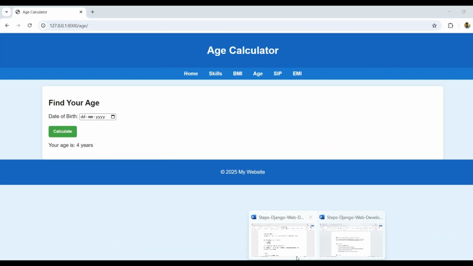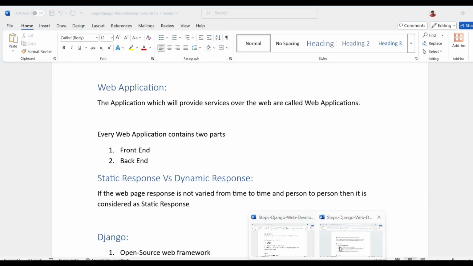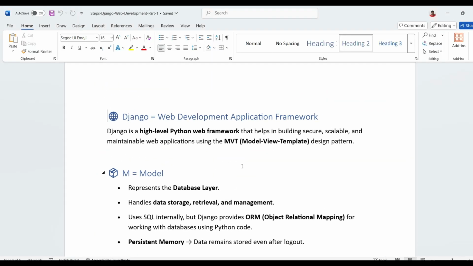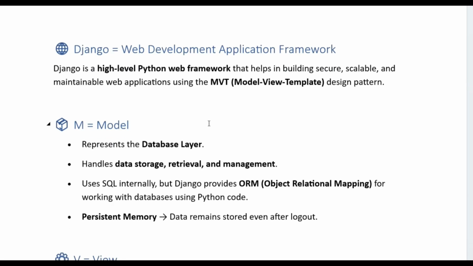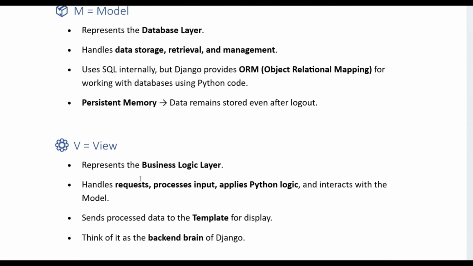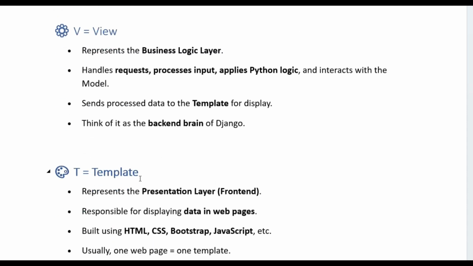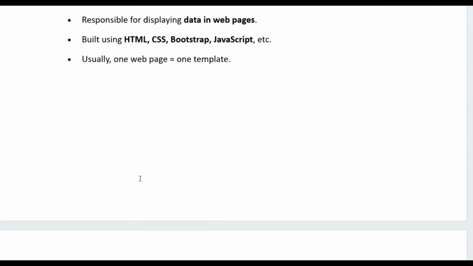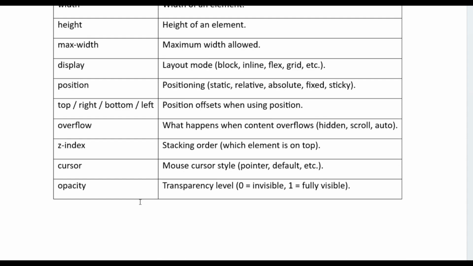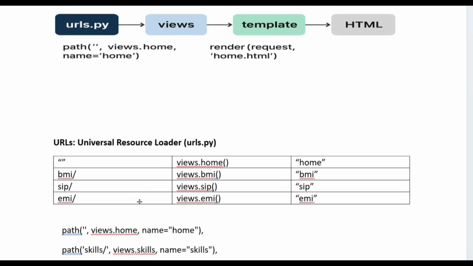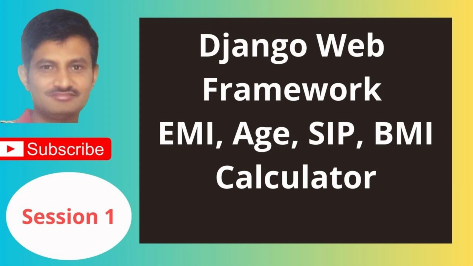In the previous video we already saw what the Django web development application framework is, and the MVT model: M for database, V for backend logic, T for template, which is the front end, and other things also we have discussed. If you missed it, please watch and refer to that video and come back to this, so that it can be very useful. Without further delay, now let us jump into the session.